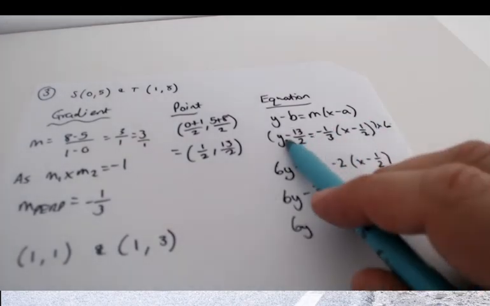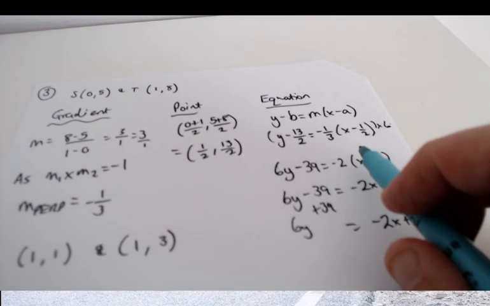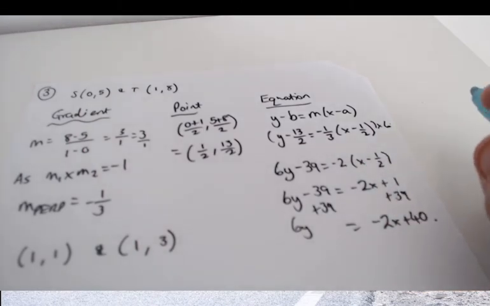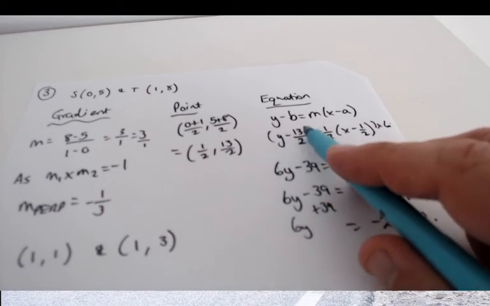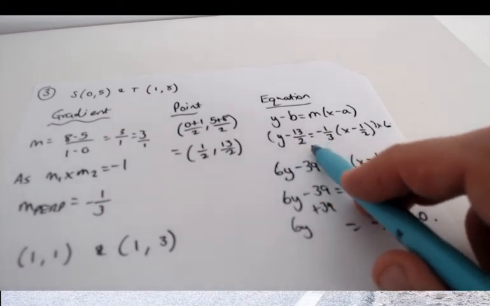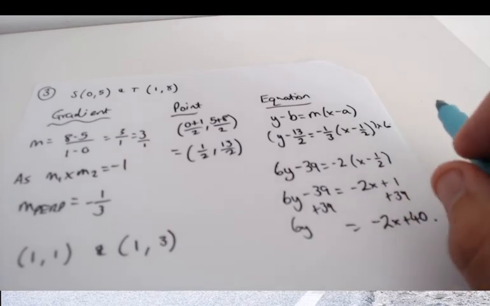If you had multiplied this by 3, you would just get something slightly different to what I did. If you times this by 3, you would have got 3y minus 39 over 2. So you just get a little bit more of a confused fraction.